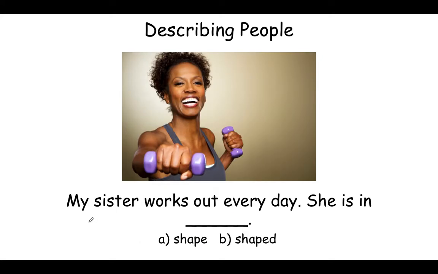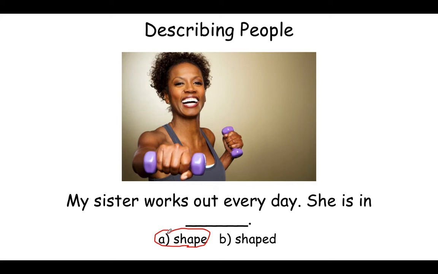So another word to describe people: my sister works out every day. She is in shape or shaped? Now, shape can be a verb, but in English we use a phrase where we say somebody's in shape, or I want to get in shape. It means that that person wants to exercise and be healthy. That's what they mean by be in shape.